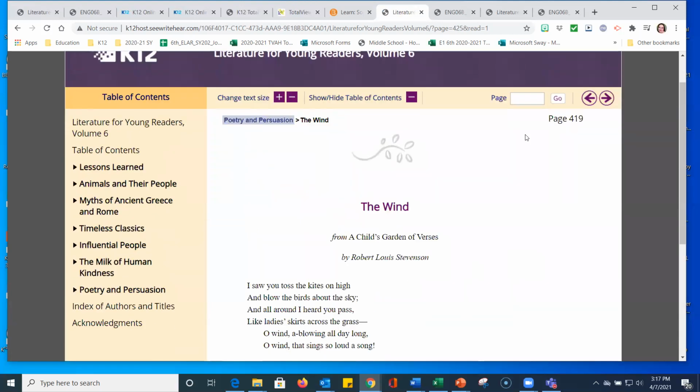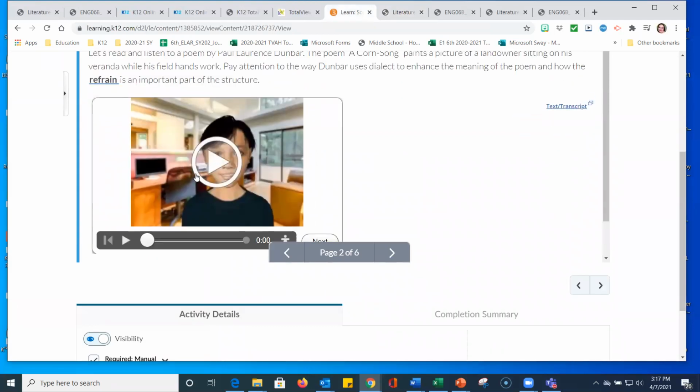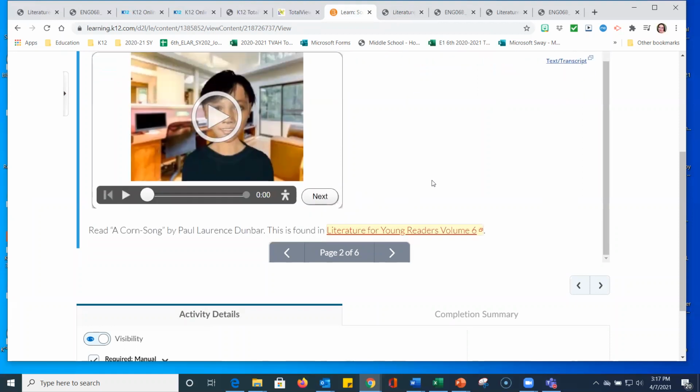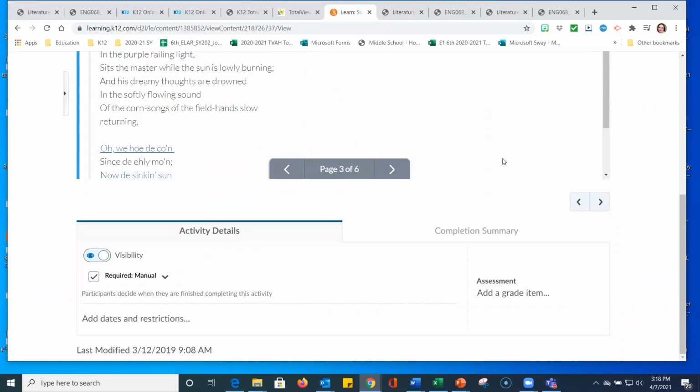All right, you can go back and listen to this again. When you're done, you just click next to go back. Okay, and then go to slide 3.